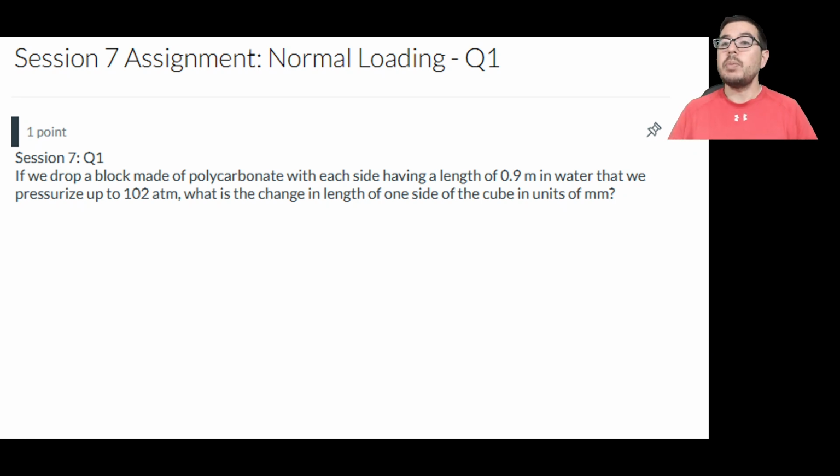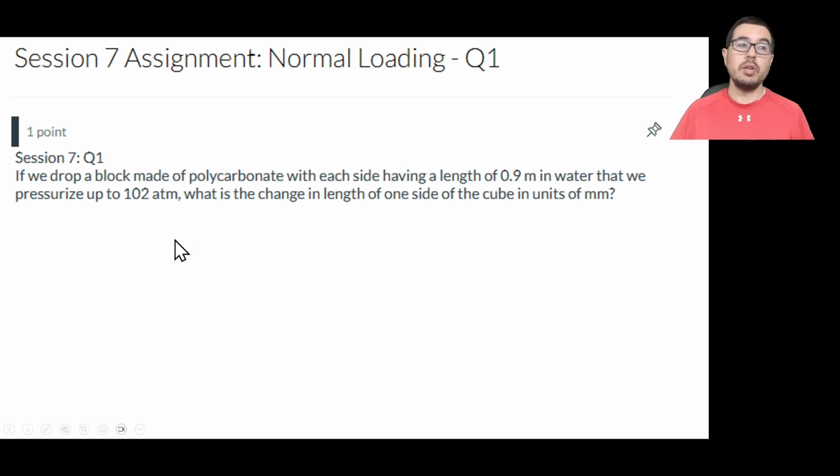In this problem, we have an opportunity to look at the relationship between pressure and volumetric strain. We imagine a cube being pressurized at a high pressure of 102 atmospheres and trying to understand how the lengths of the sides of this cube change under this high pressure.